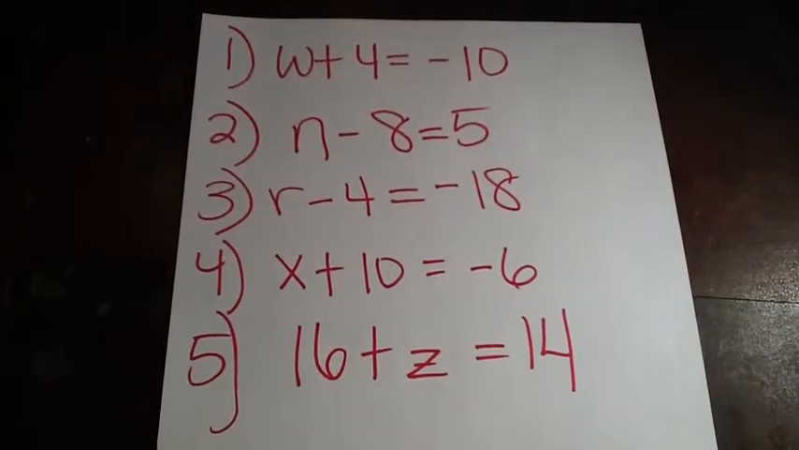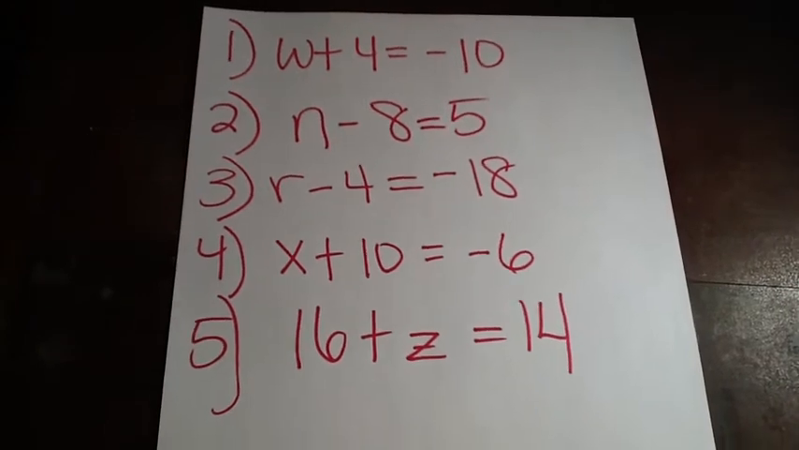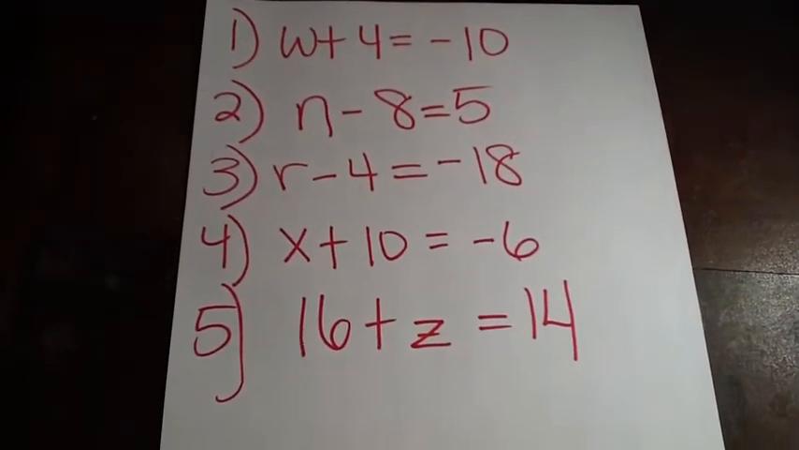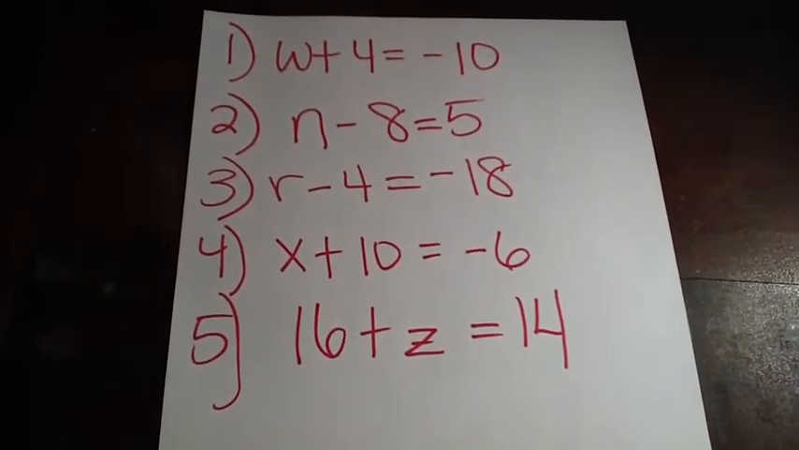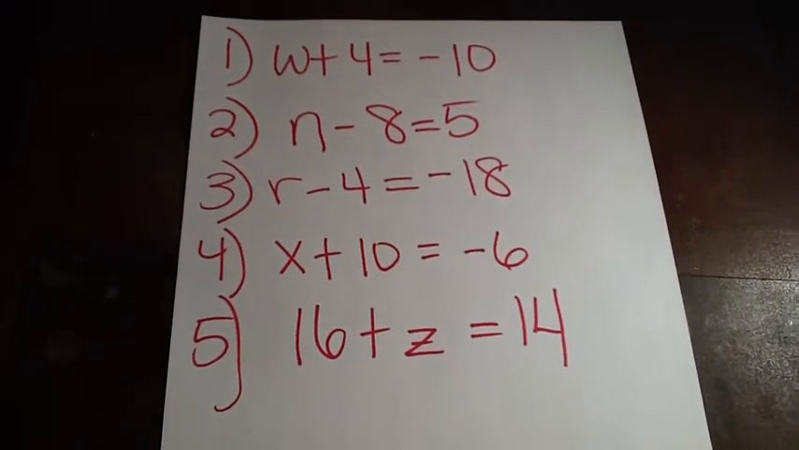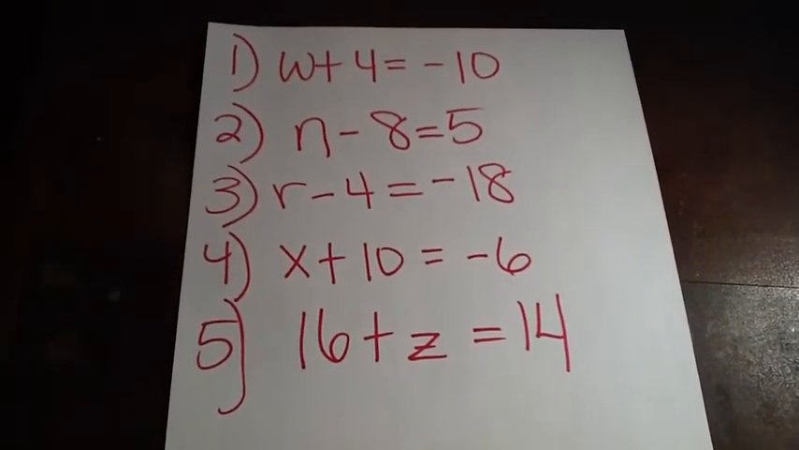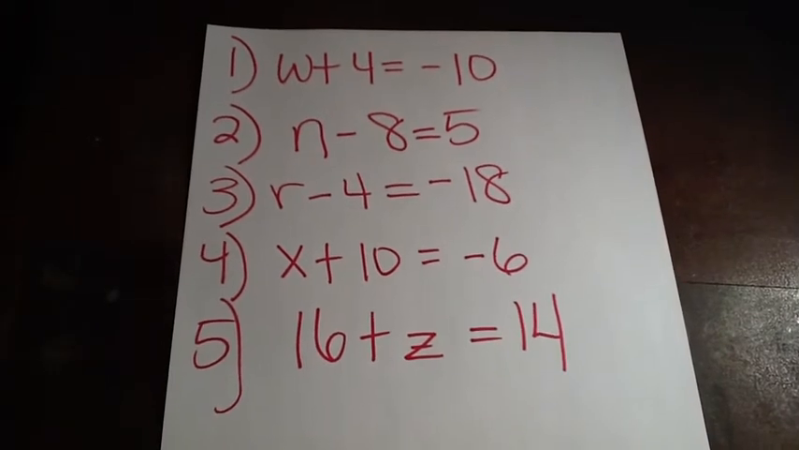Alright, you have 5 problems to do tonight. Try to solve for the variables for me. So number 1, we have w plus 4 equals negative 10. Number 2, you have n minus 8 equals 5. Number 3, you have r minus 4 equals negative 18. Number 4, x plus 10 equals negative 6. And number 5 is 16 plus z equals 14.